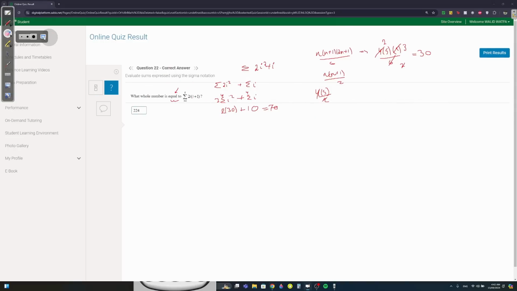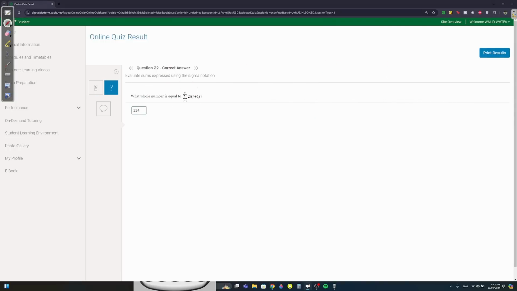Question 22. Well, same thing. Just distribute the i inside. You're gonna get sigma 2i squared plus i. Actually, don't distribute the 2. Keep the 2 outside. Take the 2 outside now. It's gonna be 2 sigma i squared plus i. Okay, so it's gonna be 2 sigma i squared plus sigma i.